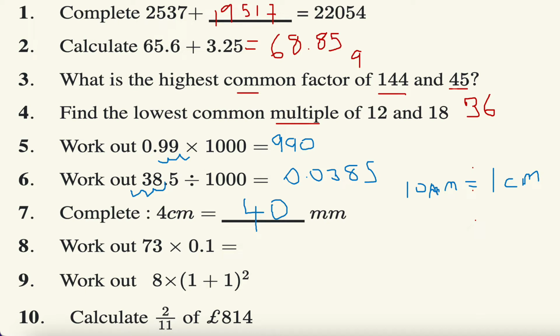This is question number 8. Work out 73 times 0.1. Well, if I think about it, 73 times 1 is 73, but then I'm dividing it by 10, so it's going to be 7.3.